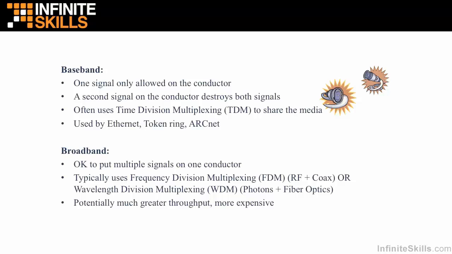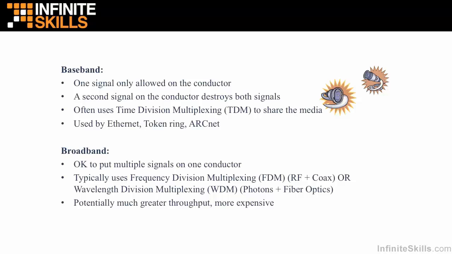This lesson covers several more terms related to network media. In this lesson, we're going to be looking at the difference between baseband and broadband media types. Let's first look at baseband. Baseband transmission technologies allow only one signal on a conductor at a time, on the media at a time. And if a second signal is transmitted onto the media while a first signal is present, both signals are destroyed. In other words, the recipients can no longer understand what the data is that the signal is supposed to be carrying. So both signals are destroyed.